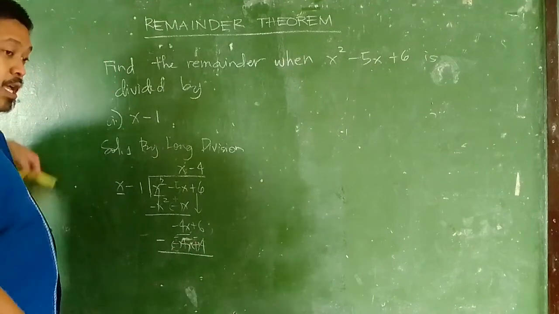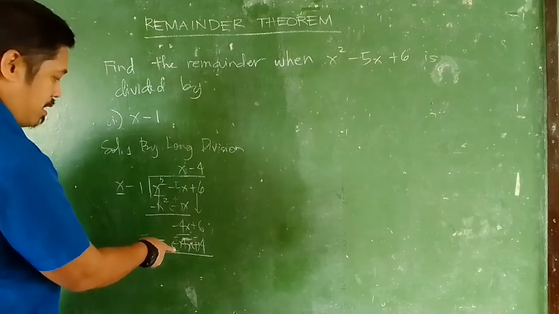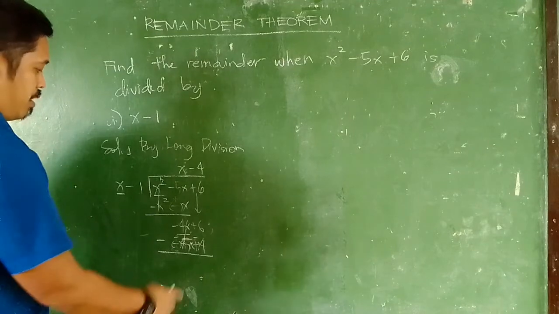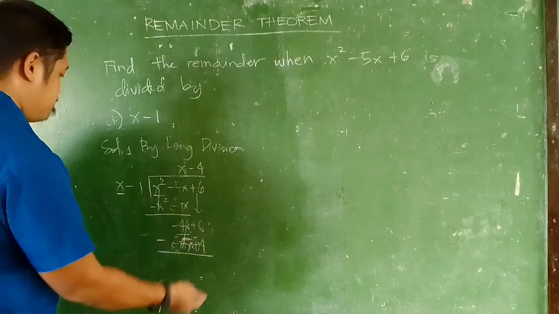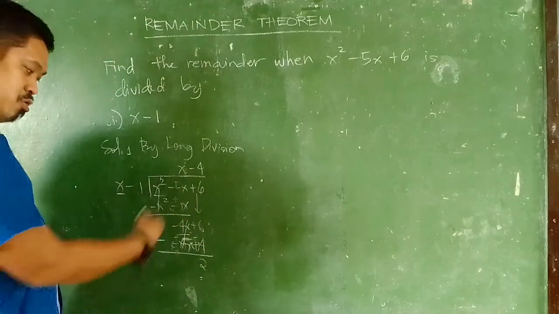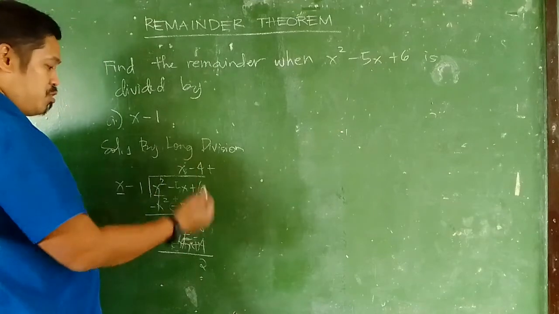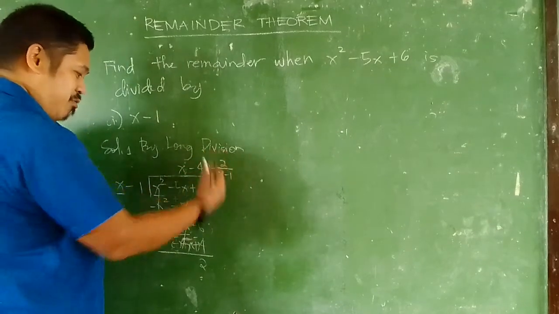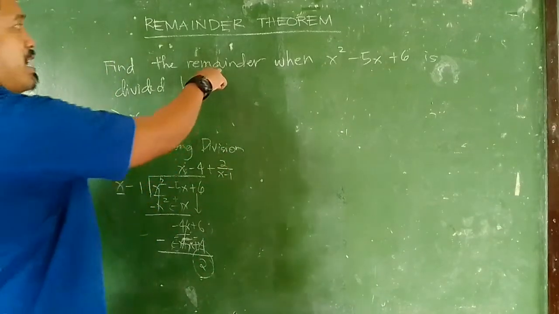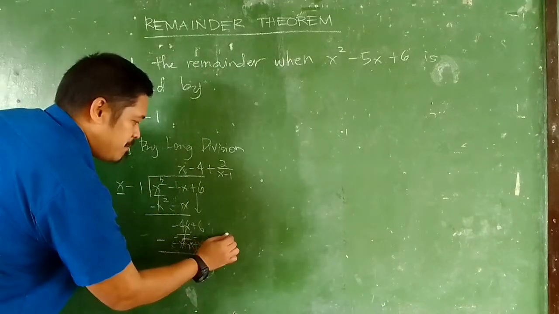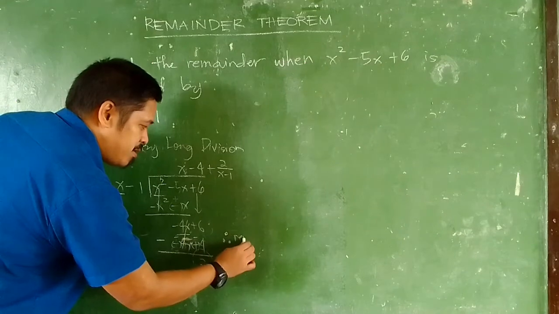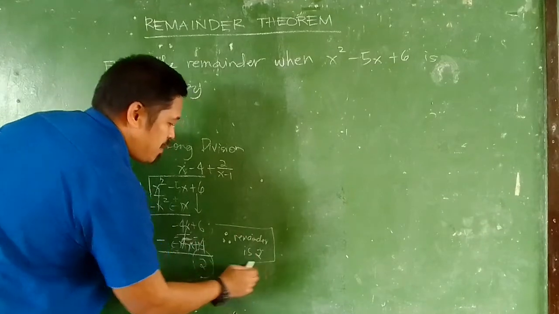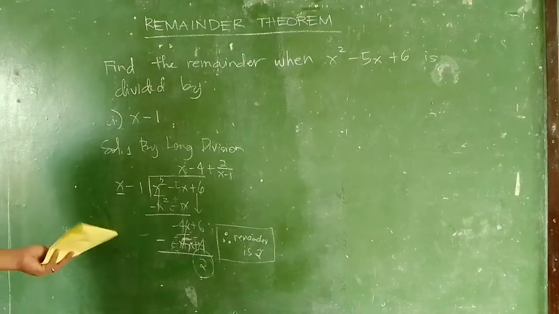Then we proceed with the rule in adding integers. Negative 4x and positive 4x cancel out and become 0 again. And 6 minus 4 becomes 2. Usually when we write this, the quotient is x minus 4 plus 2 all over x minus 1. But we're not after this answer, we're just after the remainder. Therefore, your remainder is 2. This is solution number 1.